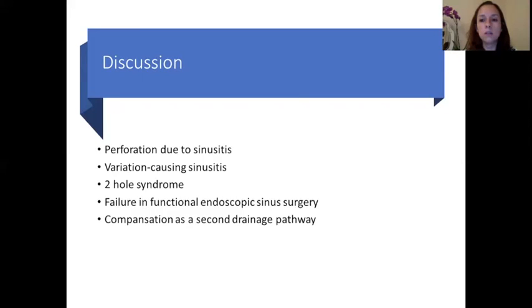Until today, according to previous studies, there are some hypotheses. Some authors suggest that this is a perforation due to sinusitis. Some say it's a variation causing sinusitis. Maybe it's disturbing the mucous circulation and causing two-hole syndrome. It can be one of the reasons for failure in functional endoscopic sinus surgery. Some authors suggest repairing the defects. It may be a compensation as a second drainage pathway.